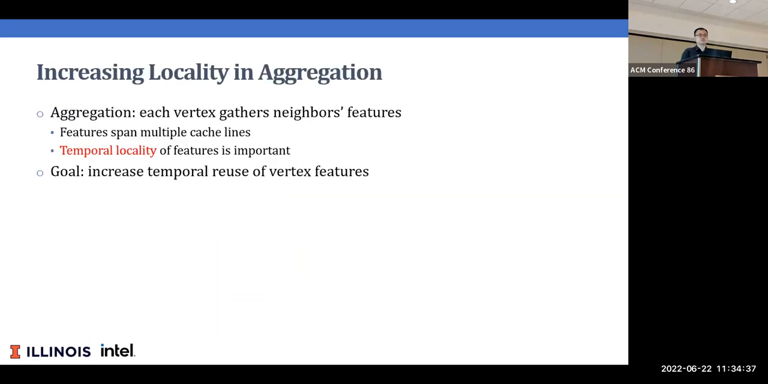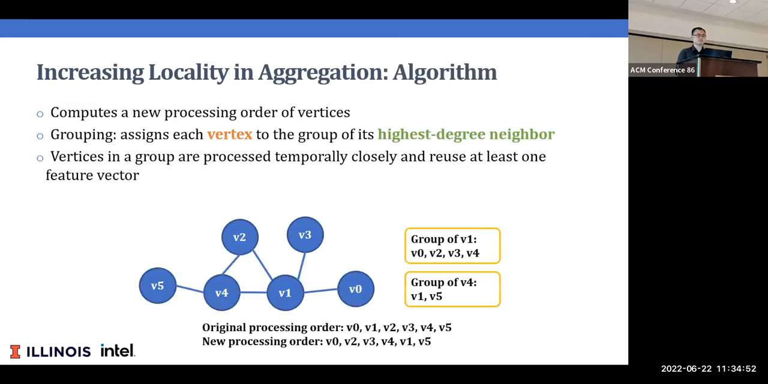Because the features of each vertex can span multiple cache lines, the temporal locality of the features is important. Therefore, the third technique aims to increase the temporal reuse of vertex features in the aggregation. The technique pre-processes the input graph and computes a new processing order of vertices. The new order groups the vertices that share a common neighbor so that the features of this common neighbor are reused temporally. We design a greedy algorithm to prioritize the reuse of the features of high degree vertices.